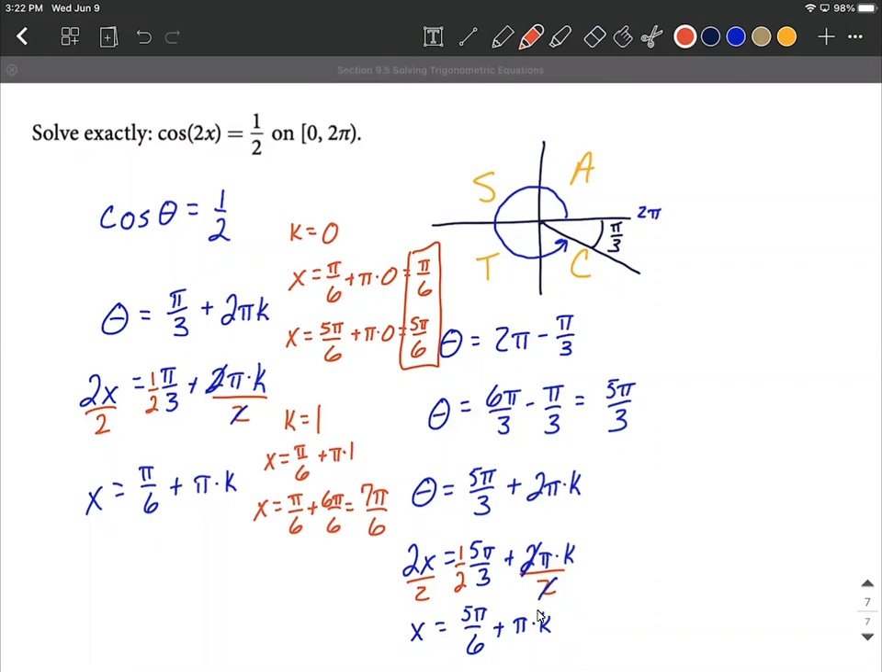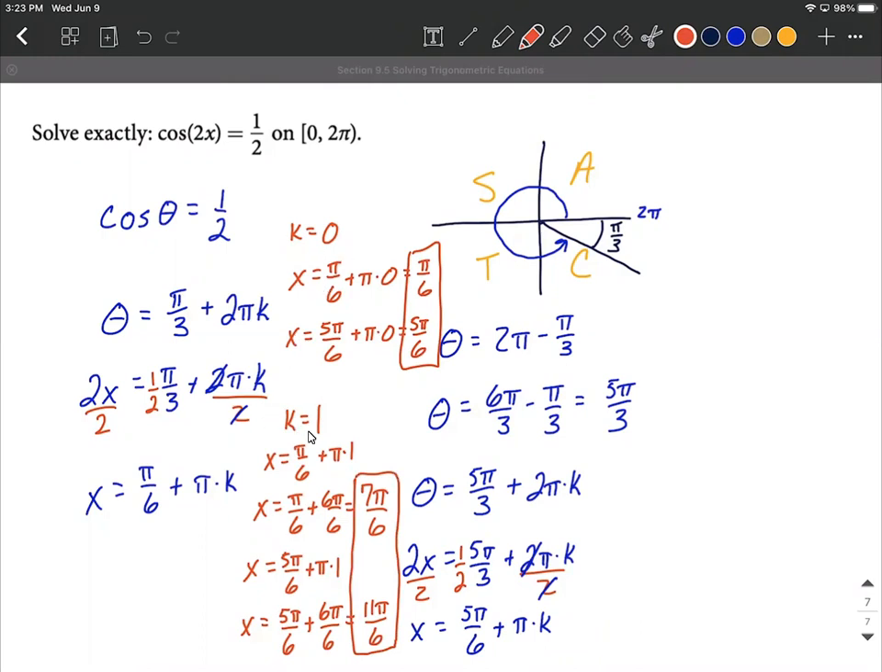Let's do the same thing by plugging in a 1 to this right equation. We can say x is going to equal 5 pi over 6 plus pi times 1, or that can be thought of as 5 pi over 6 plus 6 pi over 6, which is going to be 11 pi over 6. Again, 11 divided by 6 is just slightly smaller than 2. So this still fits in the correct range between 0 and 2 pi. So two more solutions.